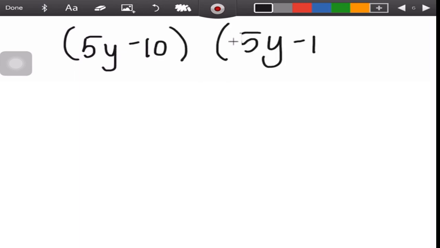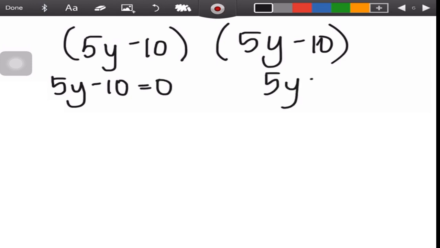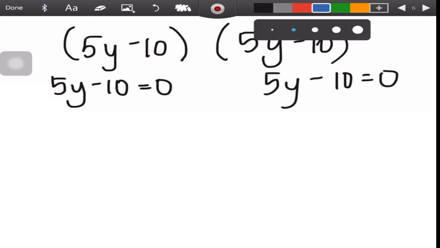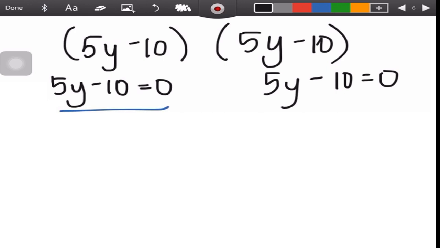And then, since we have 5y minus 10, we will equate these two factors to 0. So we have 5y minus 10 equals 0. As you can see, you can just solve one of these two because they are identical. So we will just solve this one since it will give us the same answer.